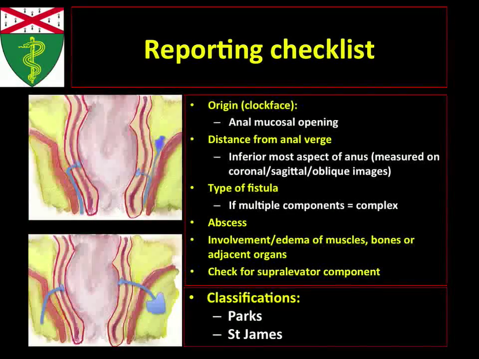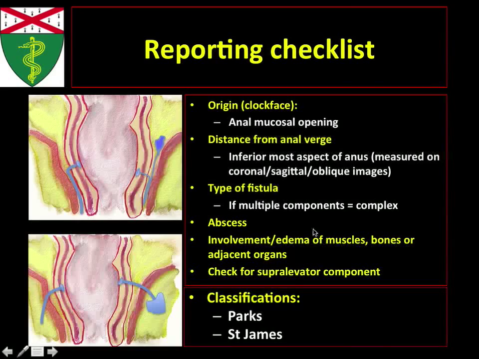So we'll go back to a reporting checklist now that we know the anatomy, now that we know what these fistulas look like, and we know the classification schemes. Remember, we talk about where it's opening from, use the clock. Remember the distance from the anal verge. You can use sagittal or coronal images to determine that. Talk about the type of fistula. Talk about if there are multiple components, if there are abscesses associated with it. Is there edema and swelling of the muscles, bones? A lot of these fistulas can go and infect the bones, and there could be osteomyelitis. You need to be able to mention that to your colorectal surgeons. Check if there's any components that go above the levator plate, abut the levator plate, or go through it, as that can have clinical consequences.